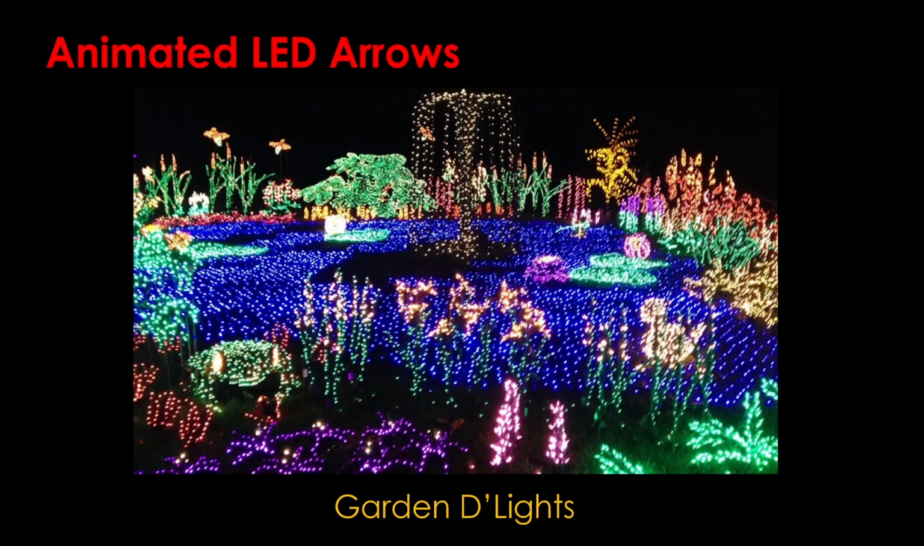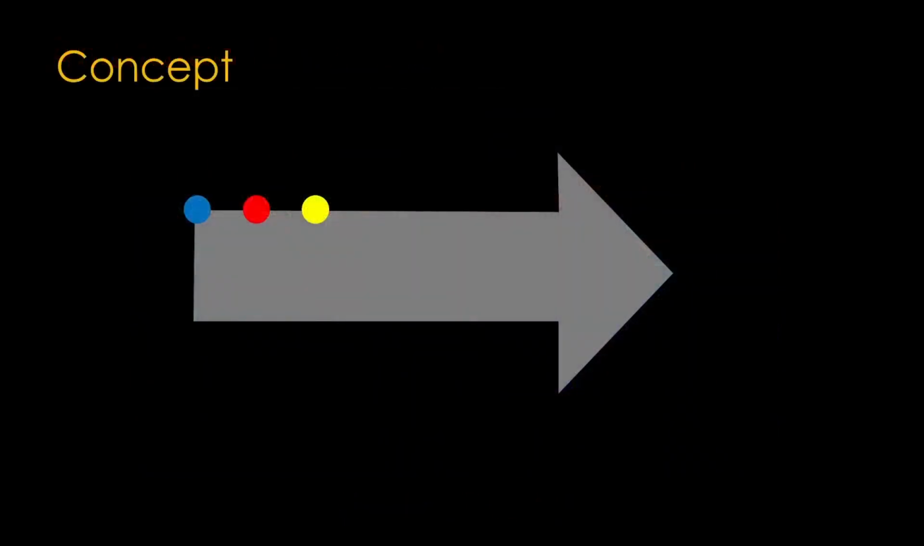They had a problem. People didn't know what path to follow through the lights. They had made arrows out of LEDs, but they weren't distinctive enough. This is right in my wheelhouse. Here's the concept. We will define an arrow shape and space RGB LEDs evenly around the outline, and then do some sort of animation to make it eye-catching.